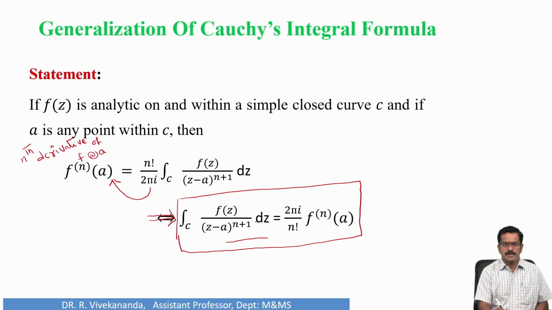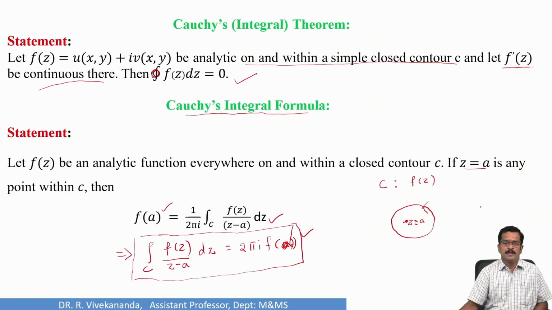This was Cauchy's generalized integral formula. This you need to remember. So once again, Cauchy's integral theorem means if the function is analytic on and within a closed contour C, and f dash of z exists and is continuous there, then integration over c of f of z dz is equal to 0.